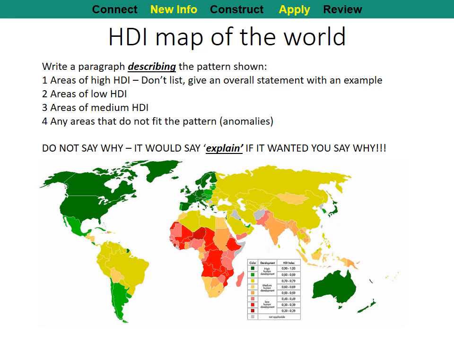You're just talking about where the colours are on the map. Okay, make sure you use some numbers so they show that you're reading the key. So you're talking about 0.9 and 0.4 and below 0.6 or between 0.6 and 0.79. Just show the examiner that you can read it and that you can talk about the different colours here.